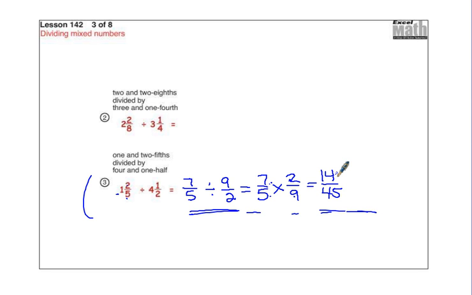Well, the only way to simplify the 14 is to divide by 2, and 45 can't be divided by 2, or to divide the 14 by 7. 45 can't be divided by 7. Of course, you could also divide 14 by 14. 14 is not going to go into 45. 7 doesn't go into 45, so 14 is not going to go into 45.